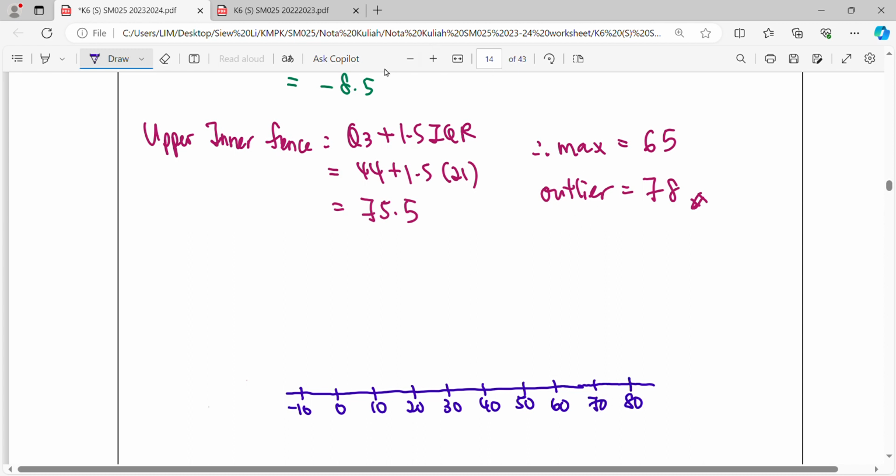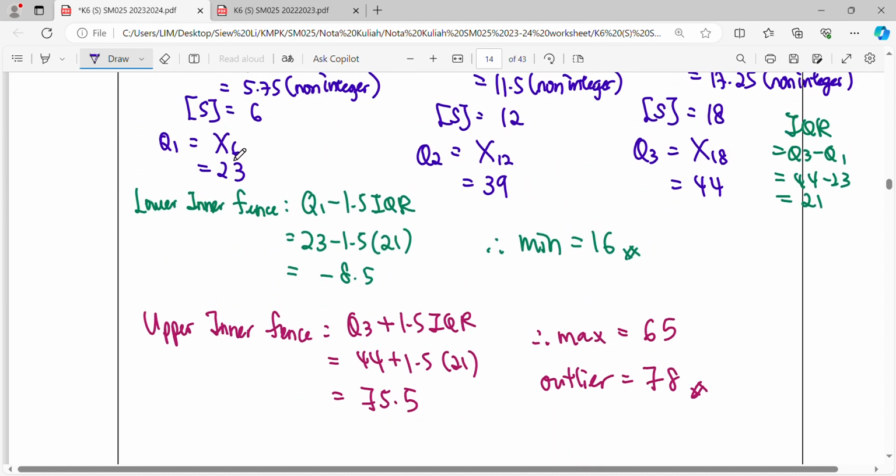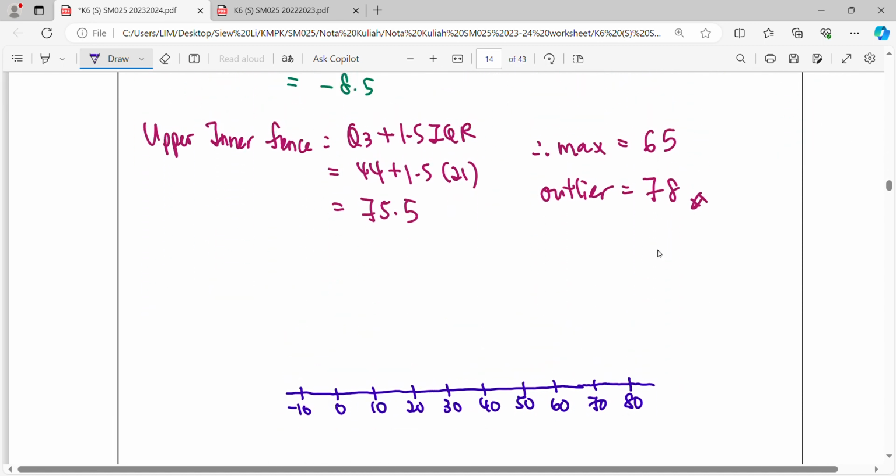Okay, so the smallest value is negative 8.5. The bigger one is 78. As long as your value is in the scale. So we will draw out our box first. Q1, Q2, Q3, which is 23, 39, 44. 23 means it will be here, 2.1, 2.2, 2.3 in your cm. In your cm, 23. So we put a line here to become our box.